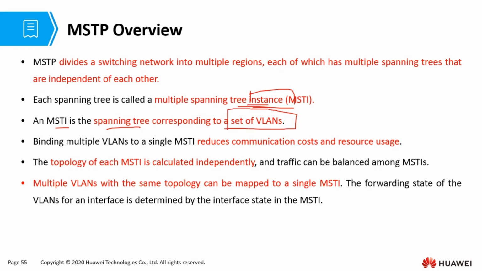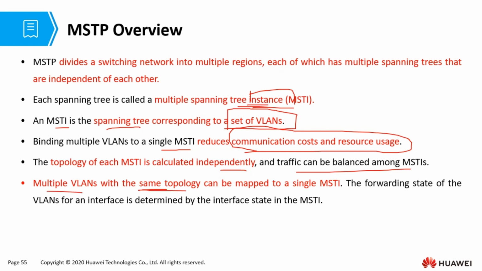So each instance is a spanning tree corresponding to a set of VLANs. Binding multiple VLANs to a single MSTI will reduce the problem that we mentioned just now, reducing the communication cost and also the resource usage, especially the processing power of the switch. The topology of each MSTI is calculated independently, so the traffic can be load balanced across the instances. Multiple VLANs within the same topology can map to a single MSTI. So the forwarding state of the VLAN on the interface is determined by the interface state in the MSTI.